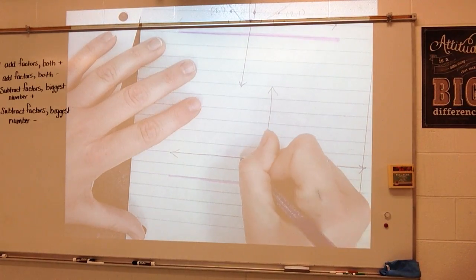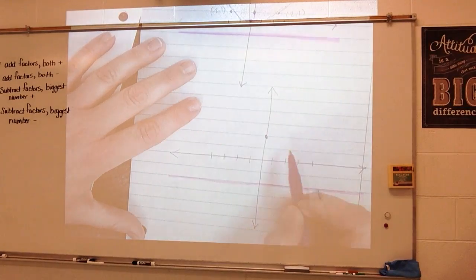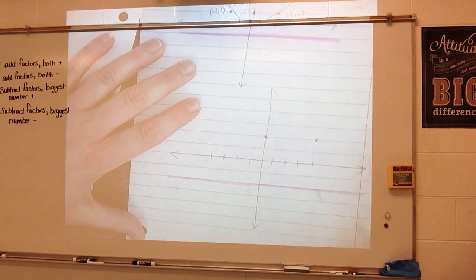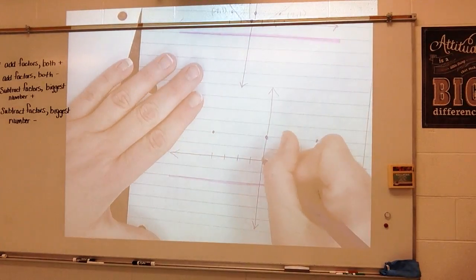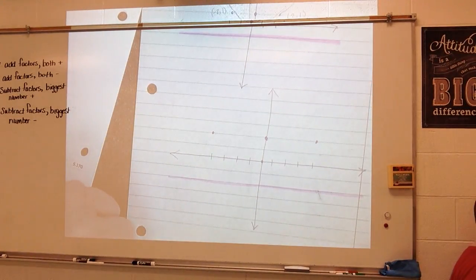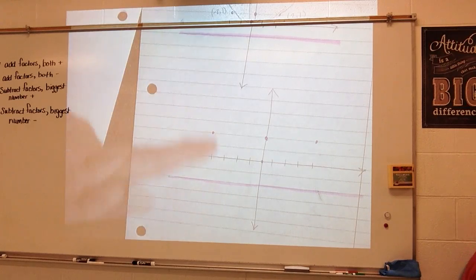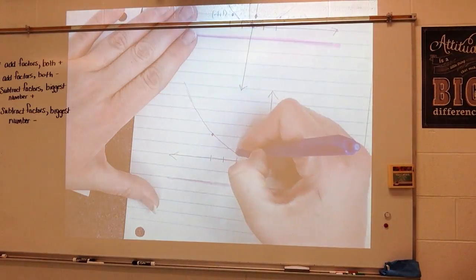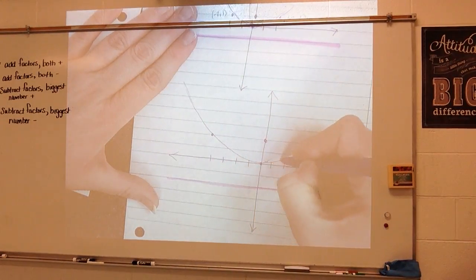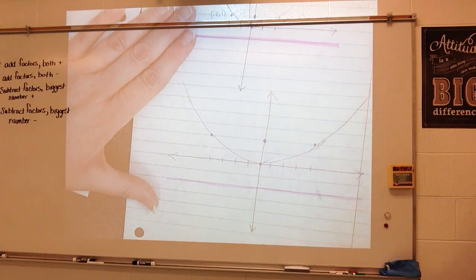So now I can go 1, 2, 3, 4. All right. So I'm going to go 4 points from my focus, and I'm going to go 4 points from my focus. I already know that one's going to be (0, 0), because that's halfway between my focus point and my directrix. And so now I have my parabola. Okay?